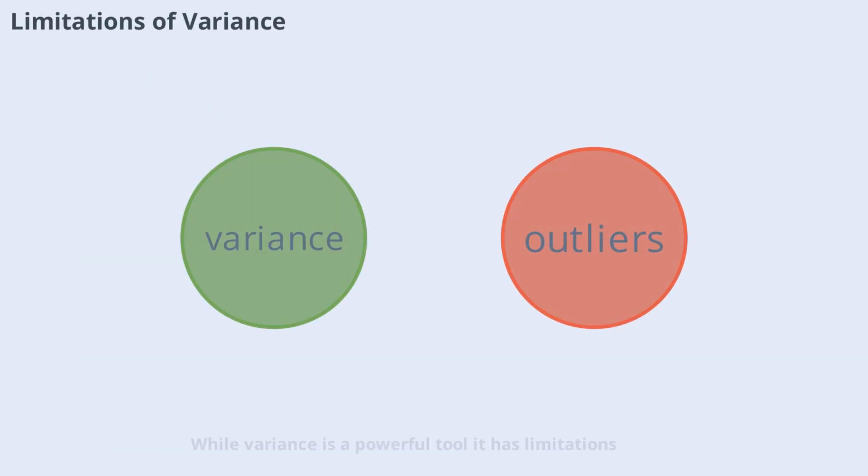While variance is a powerful tool, it has limitations. Because it squares the differences, it can be heavily influenced by outliers, extreme values that are far from the mean. This can sometimes give a misleading impression of the data's spread. It's important to consider the context and look at other measures when analyzing data.